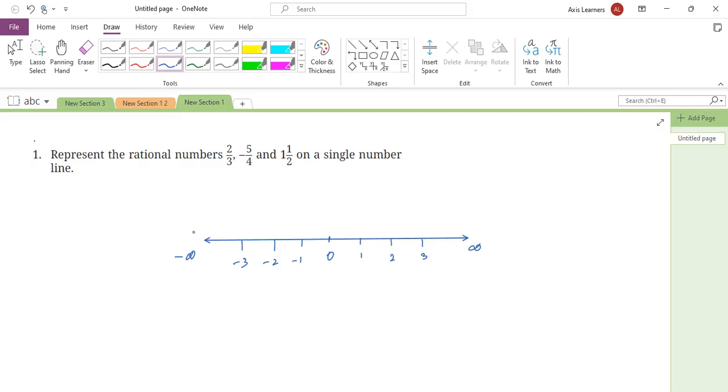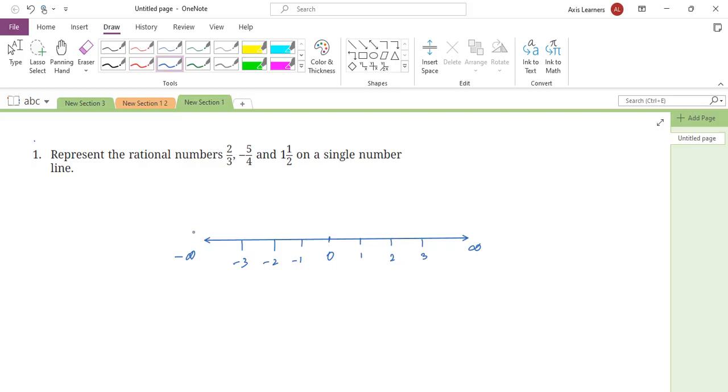The next number, minus 5 by 4. 5 by 4 is an improper fraction. Since it is negative, it comes on the left side. It is more than 1. And 1 by 2, that is also greater than 1. Okay, so all three are in different places and their denominators are also different. So we will follow some different methods to plot these numbers.